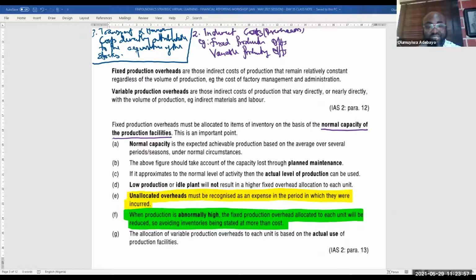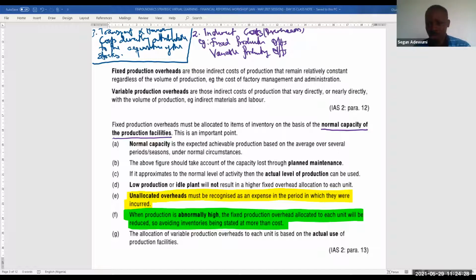Okay, who else? Let me just add to it. I want to agree with the first speaker, Asama. Product cost could be the cost you can directly attribute to a unit of production. For instance, the cost of factory workers, you can easily say this is the cost based on the number of products that each worker was able to produce.